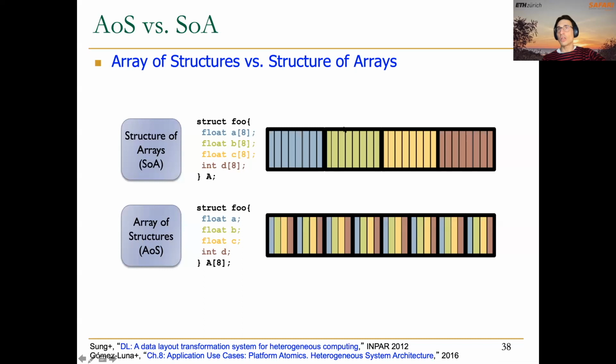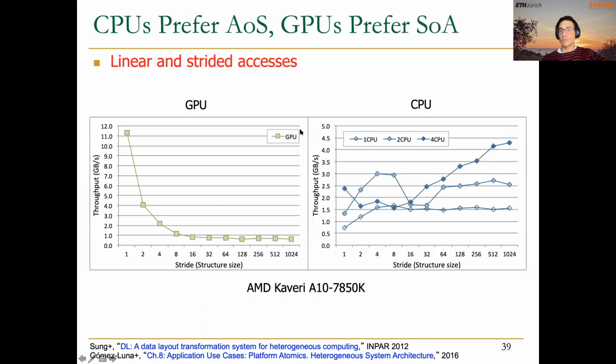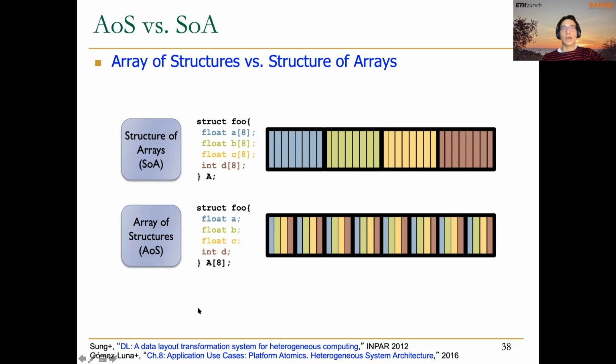Next, we have all the green elements. Next, we have all the yellow elements. And next, we have all the red elements. This is what we call the structure of arrays. The other possibility is to interleave elements from different colors.